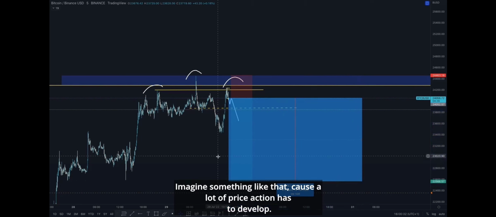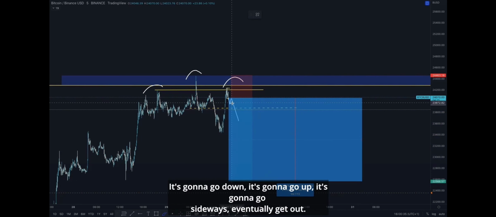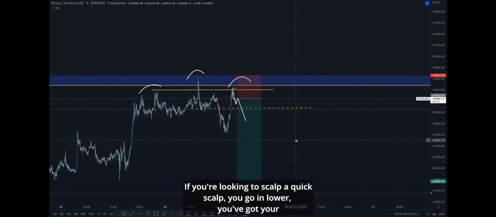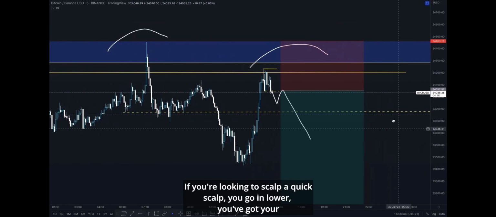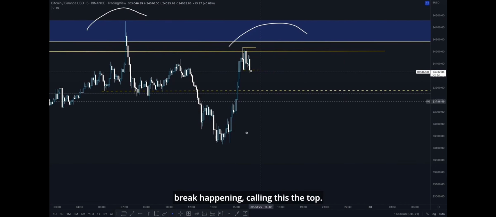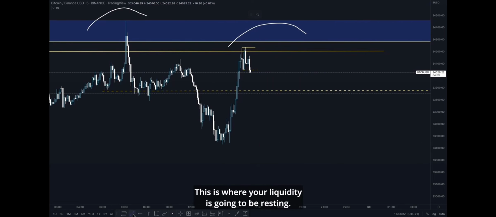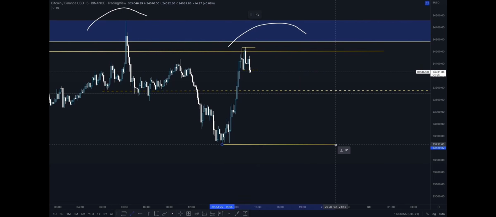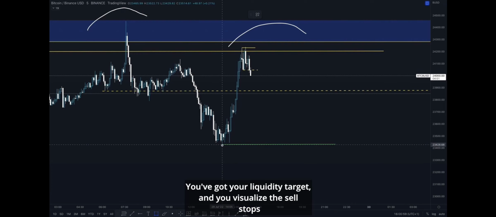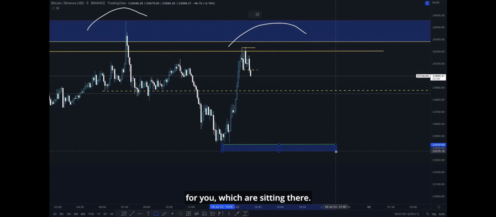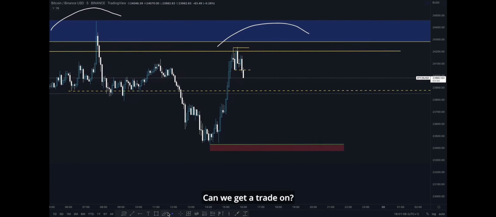Imagine something like that, because a lot of price action has to develop. It's going to go down, it's going to go up, it's going to go sideways, eventually go up. If you're looking to scalp, a quick scalp, you go in lower, you've got your break happening, calling this the top. This is your obvious bottom. This is where your liquidity is going to be resting. You've got your liquidity target. Visualize the sell stops which are sitting there. And then we look at risk to reward. Can we get a trade on?